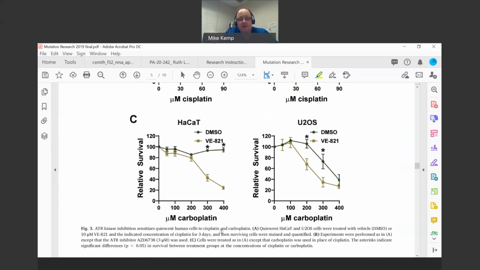Now, cisplatin is one member of a family of platinating agents that are used in the clinic to treat different types of cancer. So we also treated cells with carboplatin, another drug in this family. And we see very similar things. It takes higher doses of carboplatin to actually induce cell lethality. But nonetheless, we see that inhibiting ATR, both in the HaCaT cells and in the U2OS cells, sensitizes the cells to carboplatin. So what we observe with cisplatin, we also see with carboplatin.